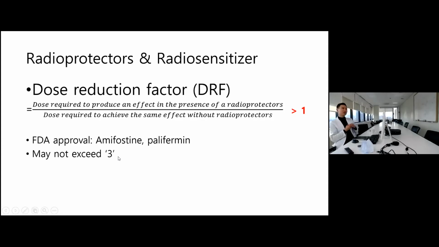And there is a reason, because I told you earlier that the portion of the indirect response is about 3 times the direct response. So although we can reduce all the indirect responses, there are components of the direct response. So this dose reduction factor may not exceed 3, but it should always be higher than 1.